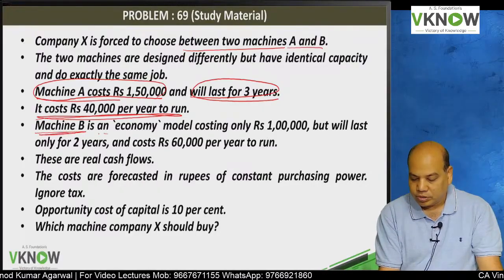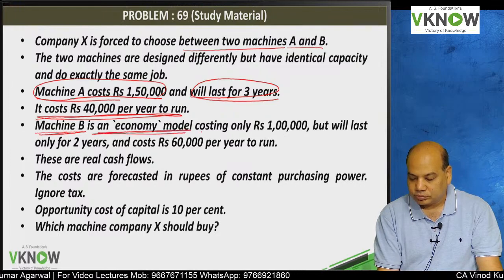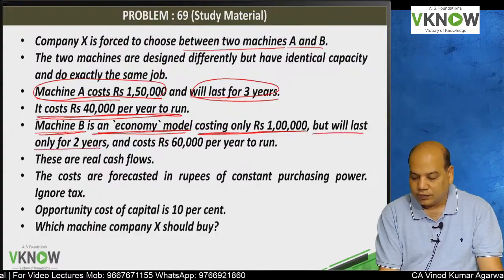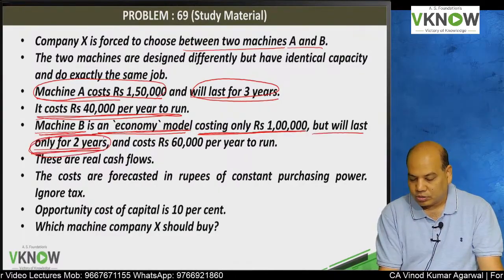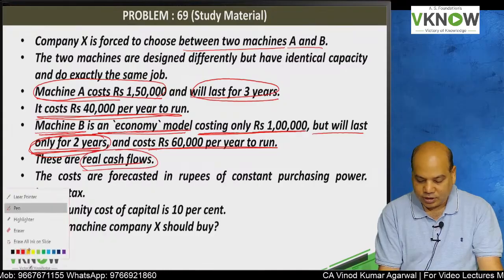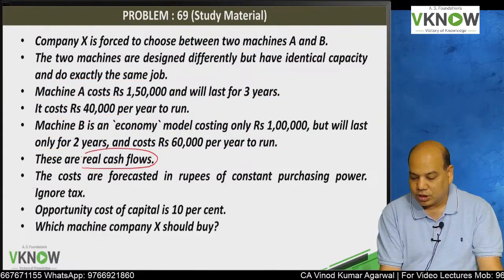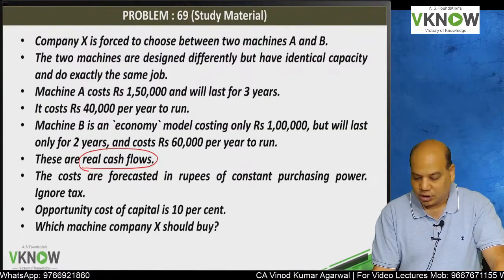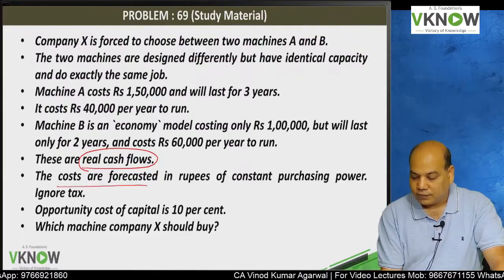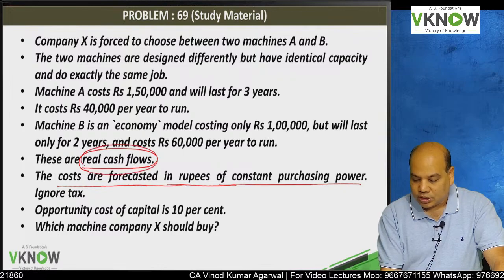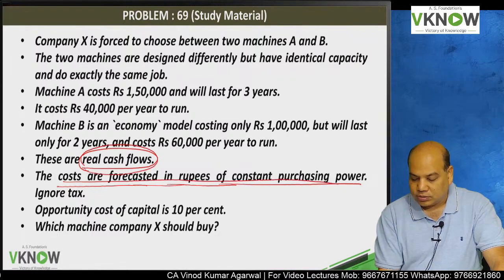Machine B is an economy model. It costs 1 lakh rupees only, but will last only for 2 years. Cost to run 60,000 per annum. These are real cash flows. What is real cash flow? Cash flows excluding the effect of inflation. The costs are forecasted in rupees of constant purchasing power. So these are real cash flows excluding inflation.